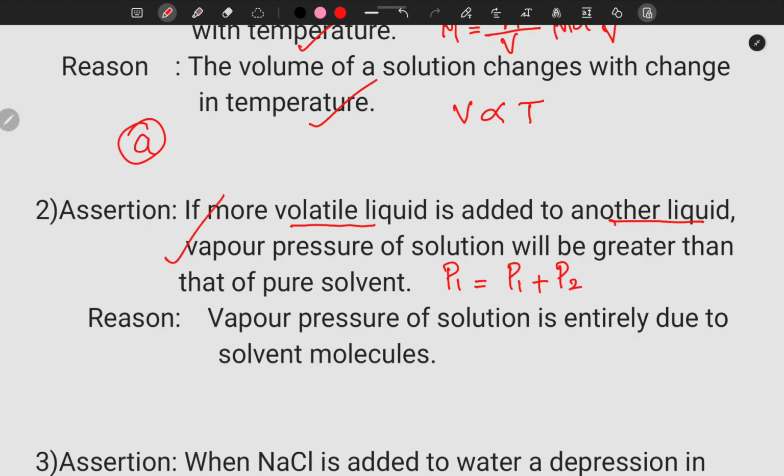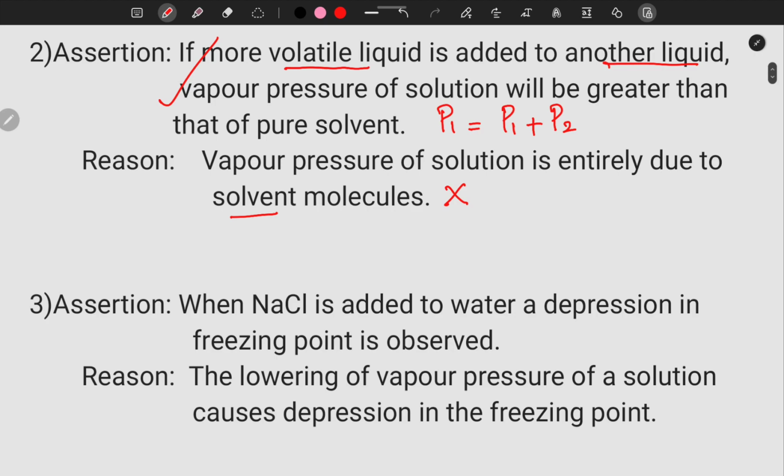So our assertion is a correct statement. Reason: vapor pressure of the solution is entirely due to solvent molecules. But vapor pressure of the solution is the sum of the vapor pressure of solute and solvent. It is not due to solvent molecules alone. So the reason is a wrong statement. Assertion correct and reason wrong. So our option is option C.